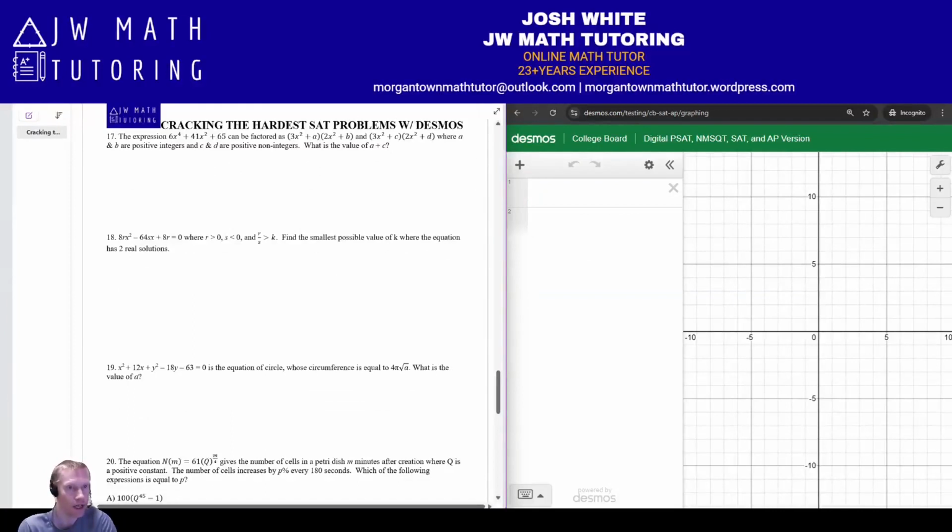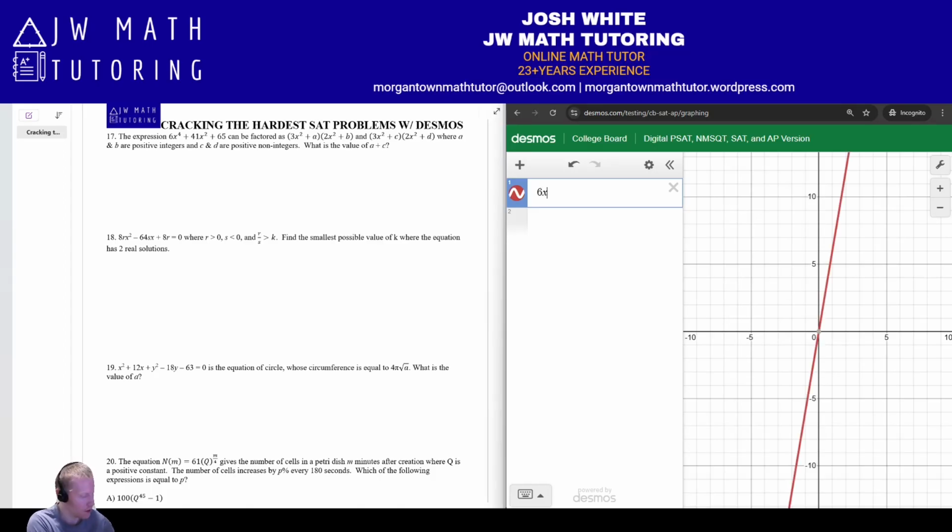All right, now let's take a look at problem number 17 at the top of the next page. This problem actually has two different methods you can use to solve it in Desmos. Of course, I'm going to demonstrate both of them. The first method is to use regression, and there are actually two different ways you can get it to work by doing that.